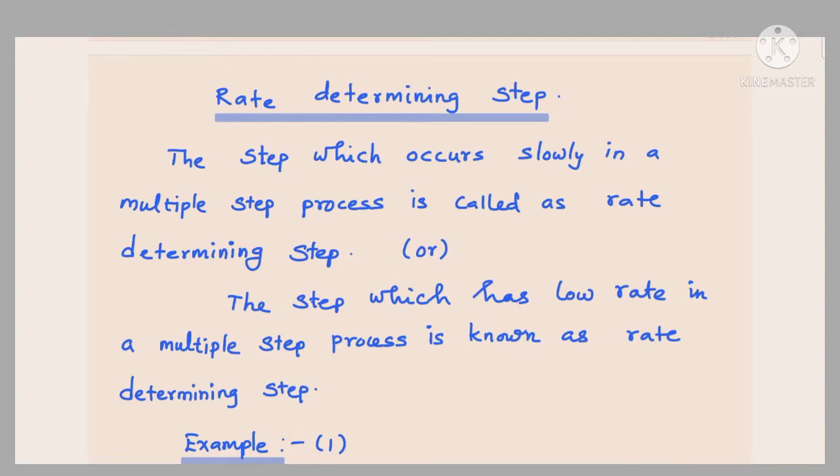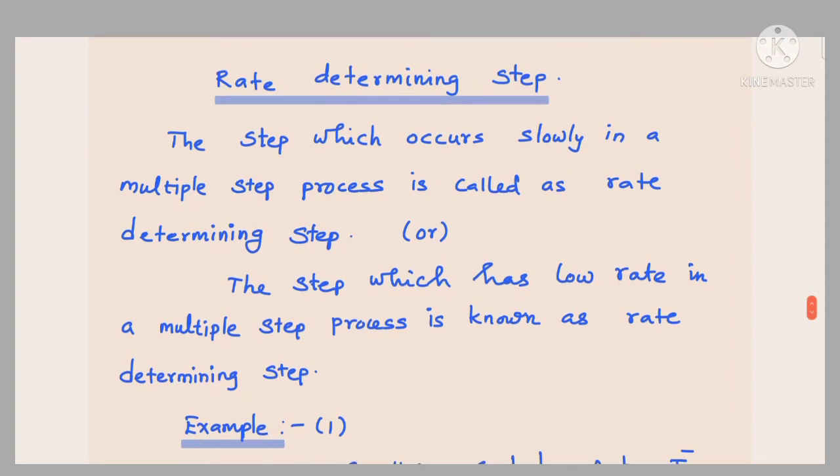In this video, I'm going to discuss the rate determining step. So what is the rate determining step? The step which occurs slowly in a multiple step process is called the rate determining step. We have a chemical reaction which occurs in several steps, which is nothing but a multiple step process. Each step is taking a different time. Among the multiple steps, the step which goes very slowly, or the step which consumes more time, is what we call the rate determining step. So that's the definition.